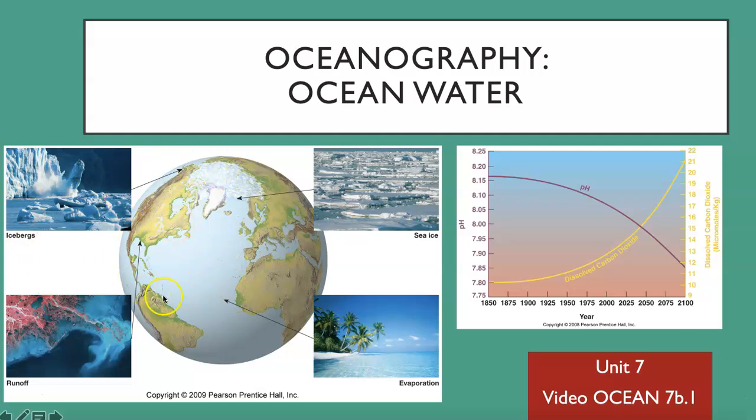This is showing how the salinity of the ocean water, that is, how much dissolved salt is in the ocean water, can be affected by various things. Here we have icebergs falling off glaciers, and glaciers are freshwater ice. So if an iceberg falls from a glacier and then melts, it's adding fresh water to the ocean. And if it melts and adds fresh water, then the salinity of the ocean will decrease.